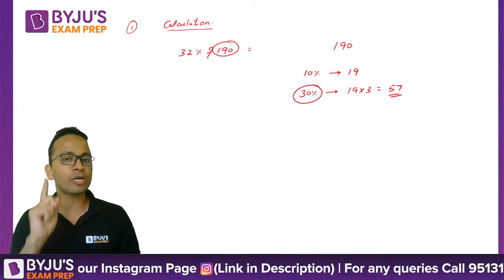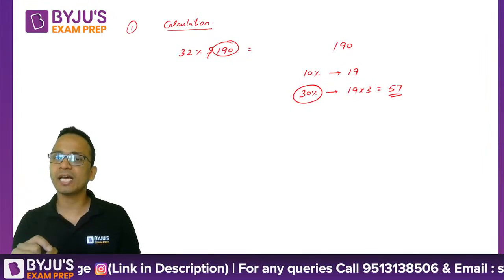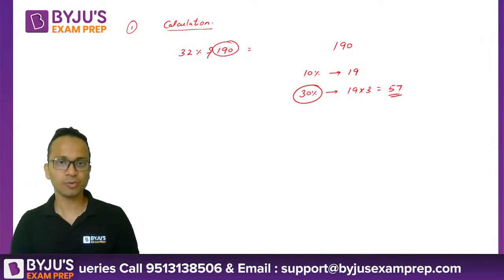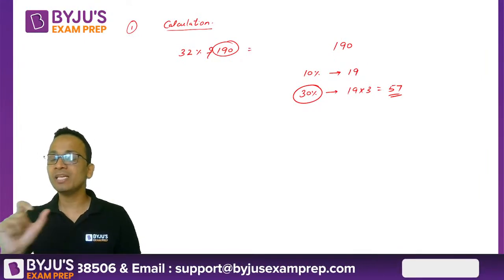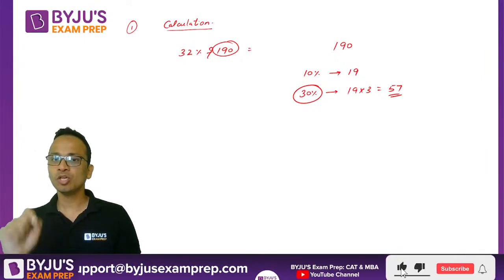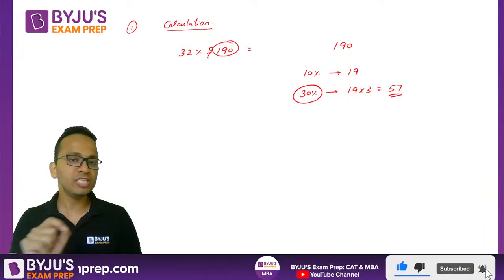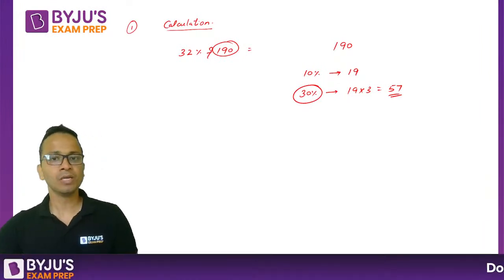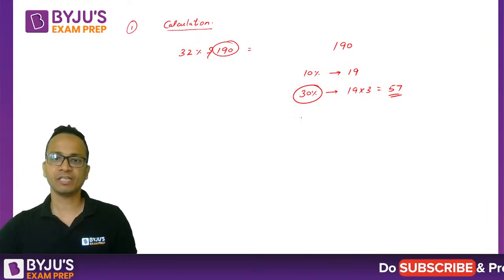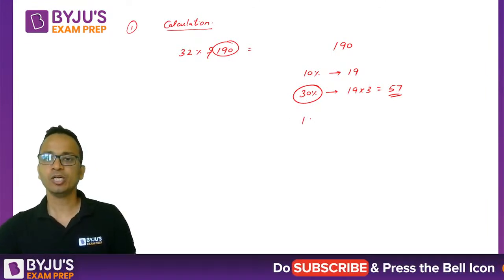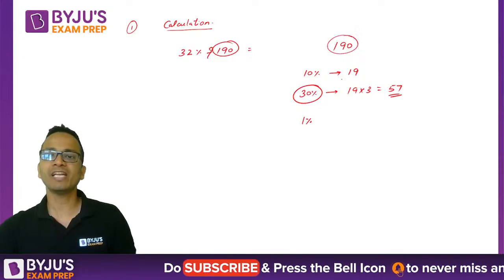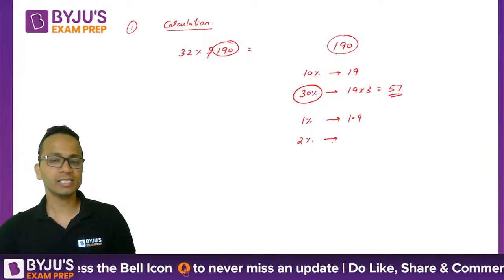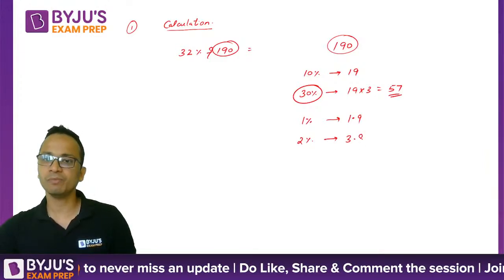This is one important thing that you need to understand while doing the calculations: approximation techniques. Okay, so don't waste your time in calculating the actual answer. Use approximation techniques with the options that are given to you and you can mark the answer quickly. Okay, so now 30% is 57, now I have to calculate 2%, so 1% of 190 will be 1.9, so 2% will be multiplied by 2, that will be 3.8.